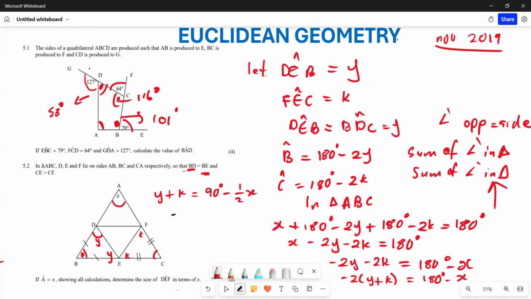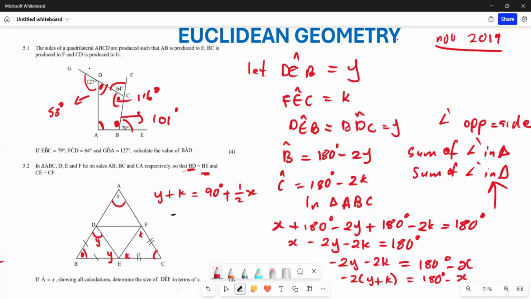So what is it then that I'm going to do from here? My y plus k is going to be 90 degrees subtract 1 over 2 x. Remember, because I was dividing with a negative, as I was dividing with the negative, this is going to be the same as 90 degrees plus 1 over 2x, right?